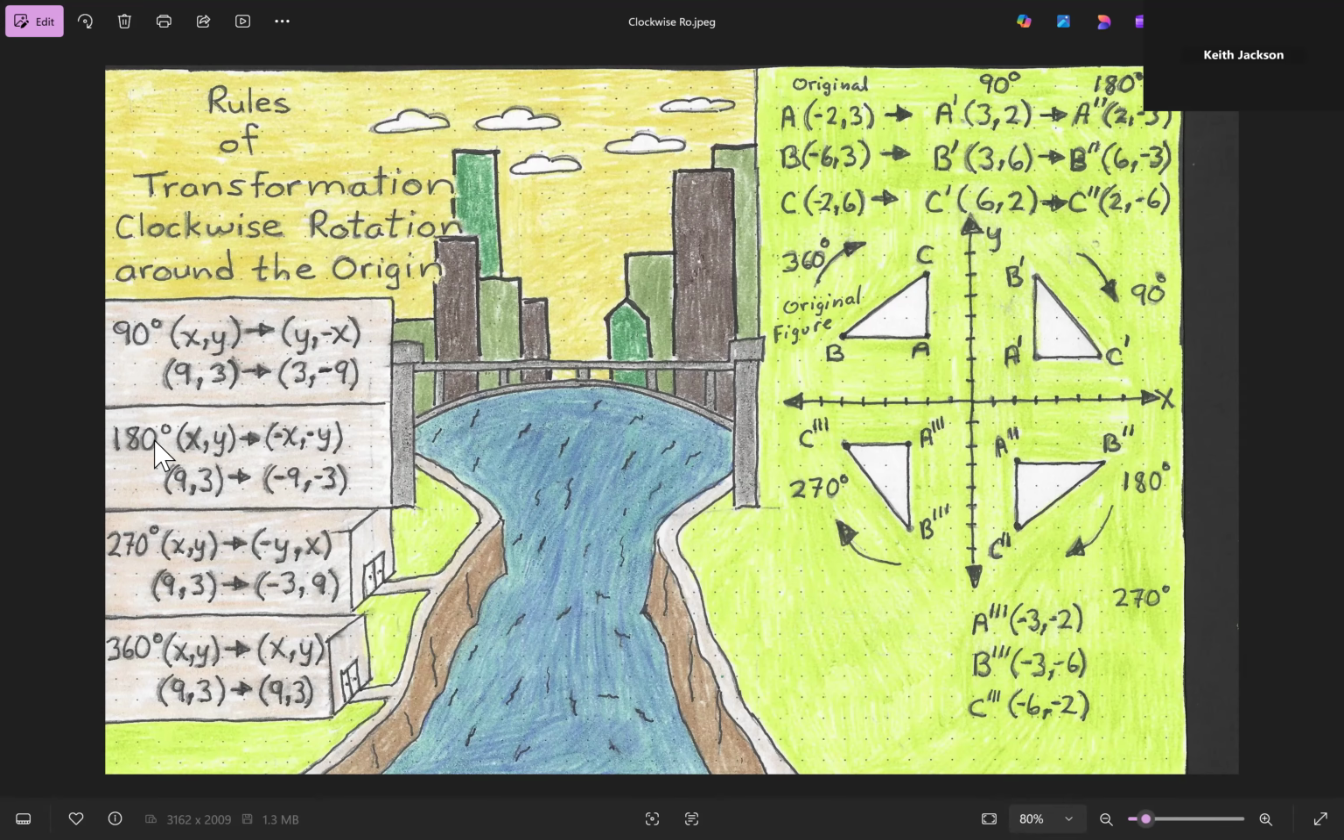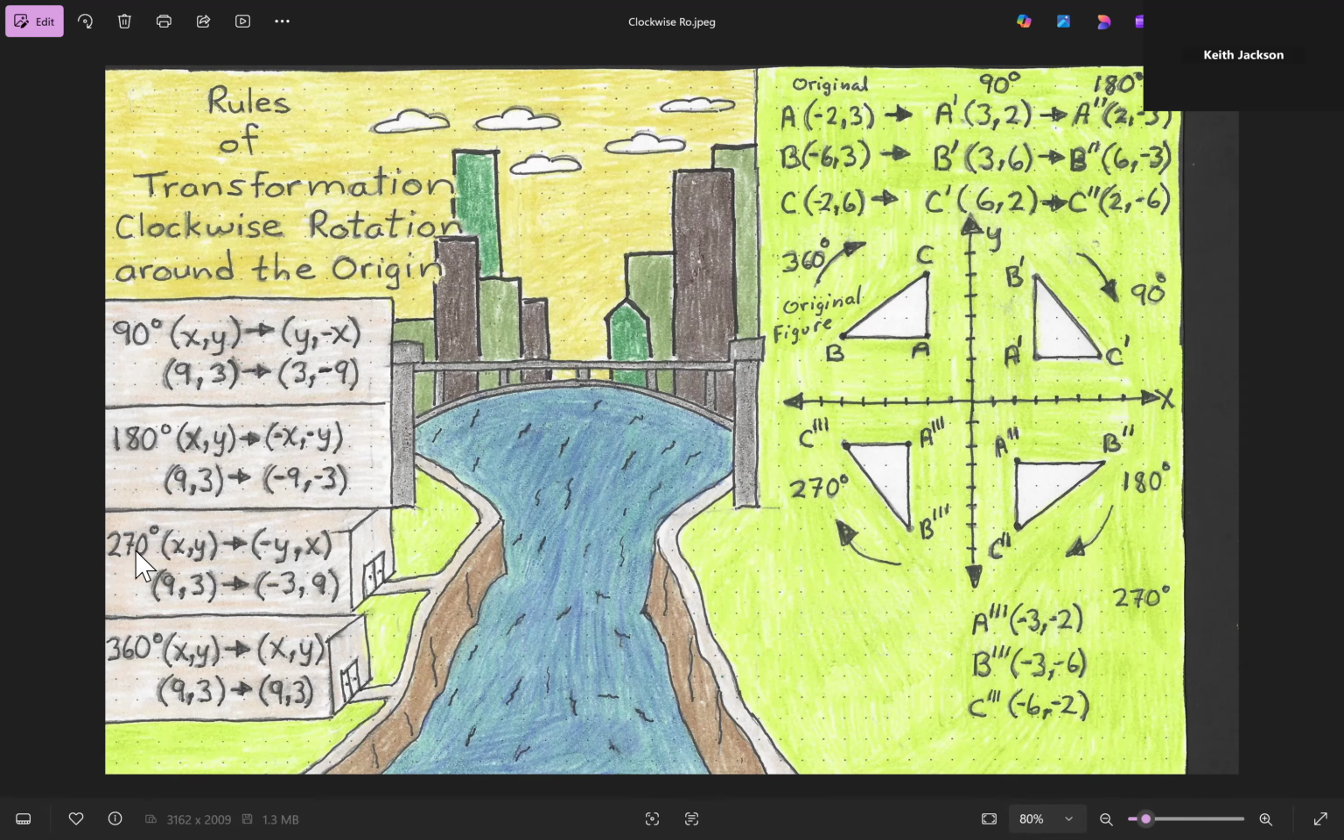A 180-degree rotation, X, Y, would transform into negative X, negative Y. It would just be the exact opposite of the first coordinate, which is 9, 3. And so it would just transform to negative 9, negative 3.